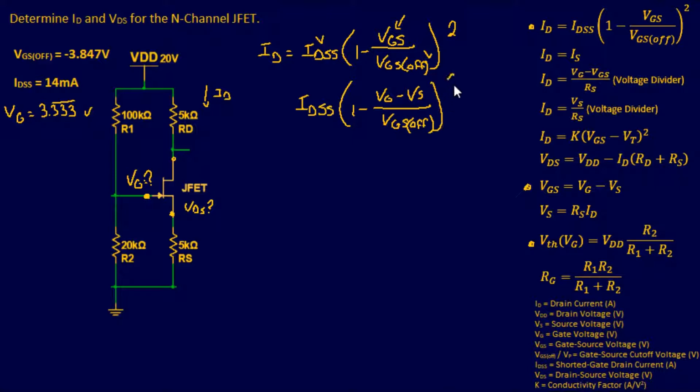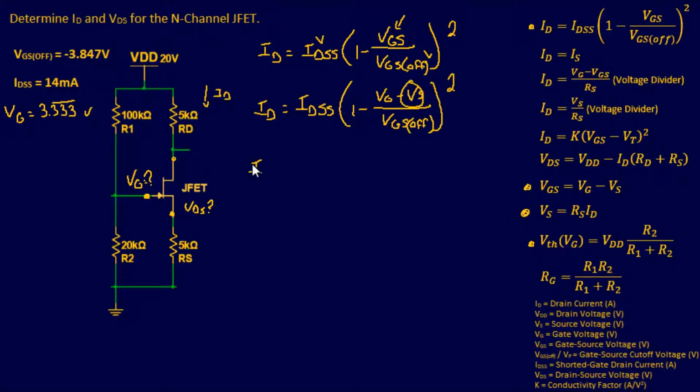Now you're probably thinking, why does that help? Because right now I still have two unknowns. You didn't help me. We still have our drain current unknown, and we still have our source voltage unknown. So we have two unknowns still. That doesn't help. Well, you can kind of substitute it one more time. For this guy right here, you could substitute this guy in here.